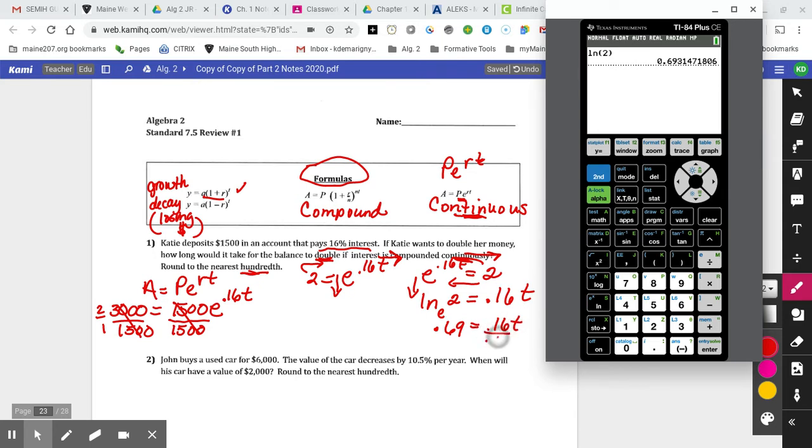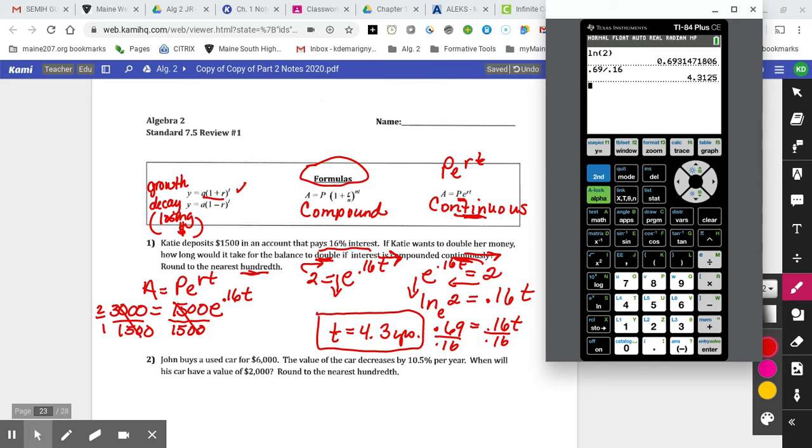And then in order to solve it, I'm just going to divide by 0.16. So I'm going to take this 0.69, type in 0.69, and then I'm going to divide it by 0.16. And when I hit enter, it's going to tell me how long. Now, it looks like I need 4.31 years or 4.3 years. I'm going to say, wow, that's not very long. So I'm going to take my time and say that it's 4.3 years. Now, I'm not real satisfied with that, so I'm going to check it.